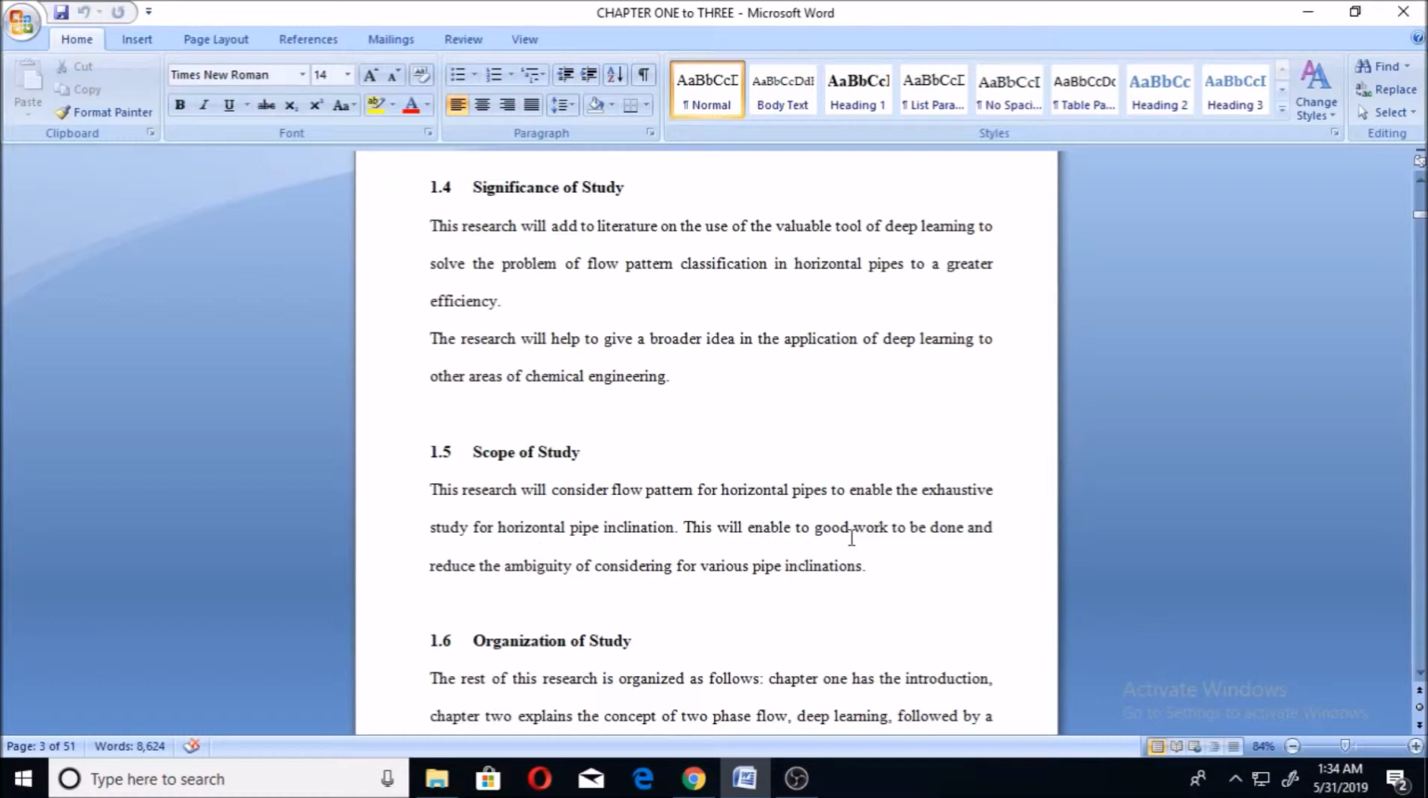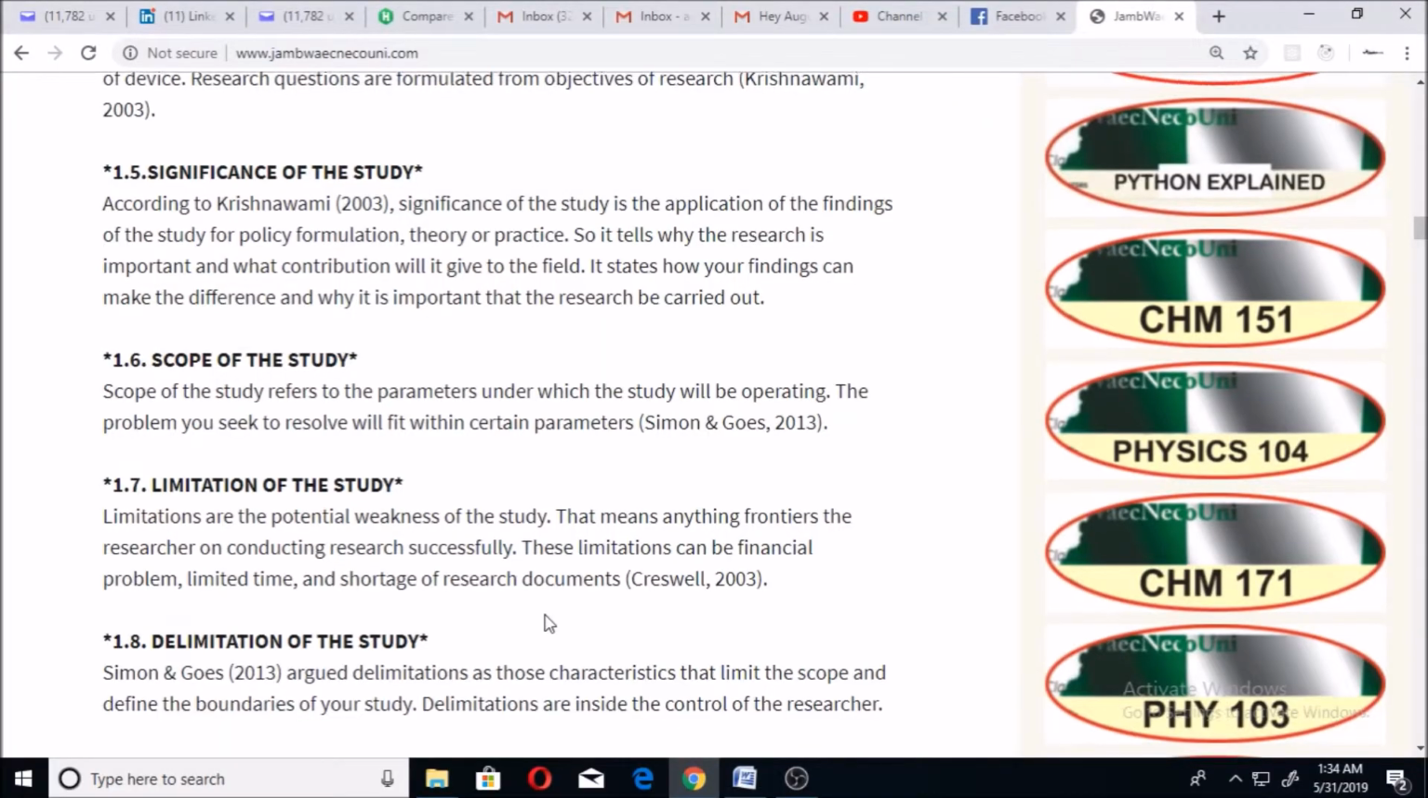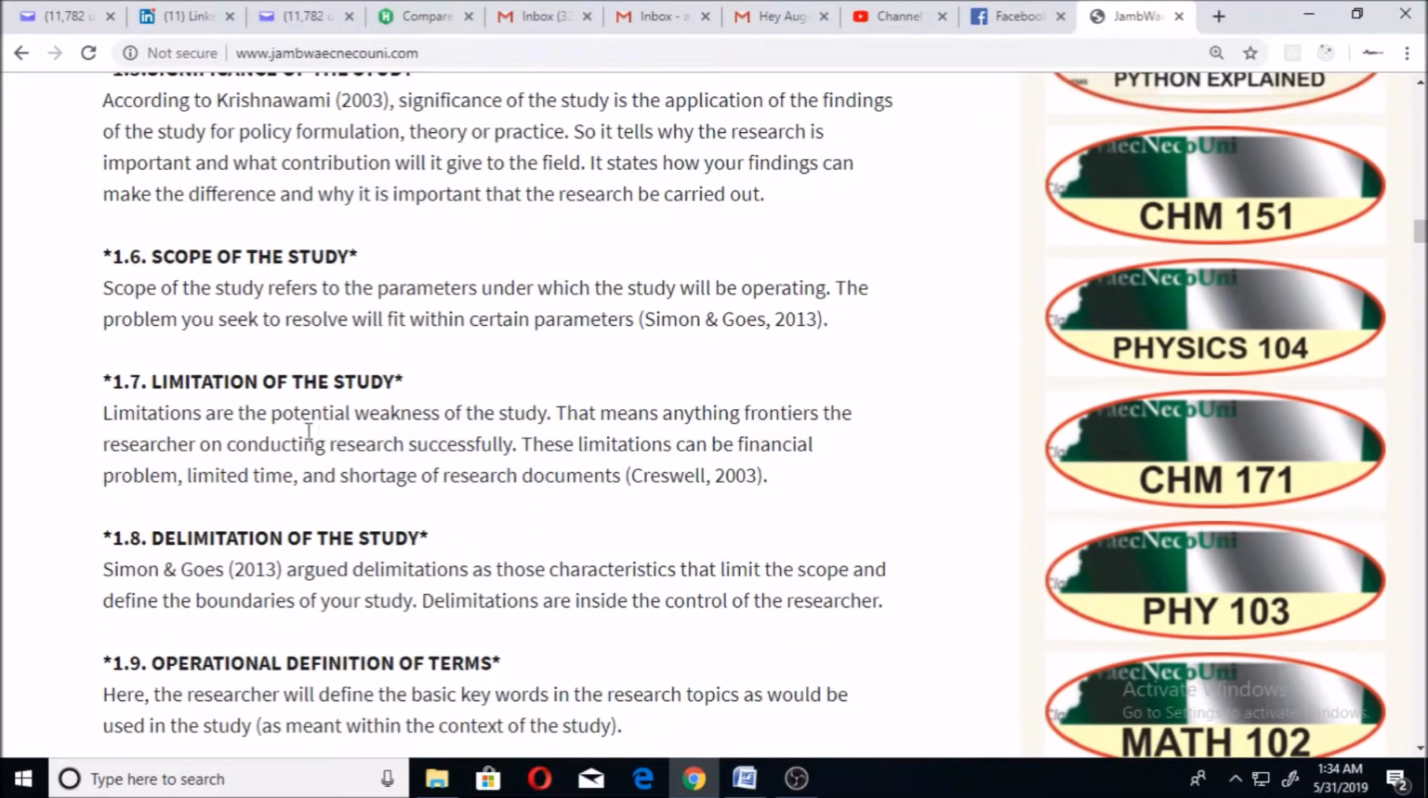This will enable a good work to be done and reduce the ambiguity of considering various pipe inclinations. So that is that for scope. Then after scope, you have limitation. What are the things limiting you, like financial abilities and time? That is under limitation. If you have it, like in the project I'm having, I didn't put that.